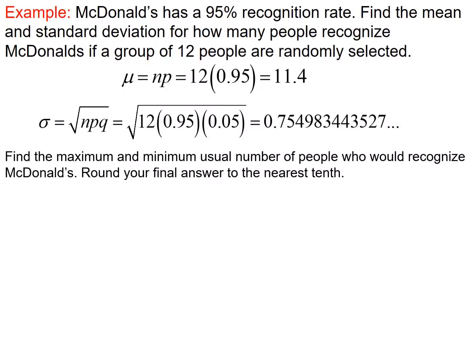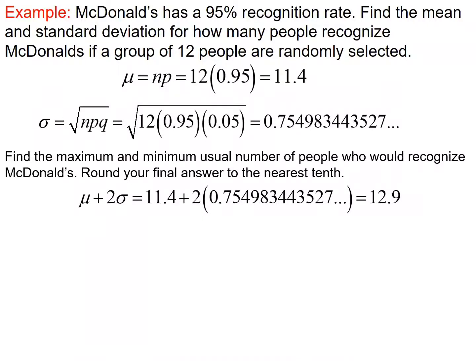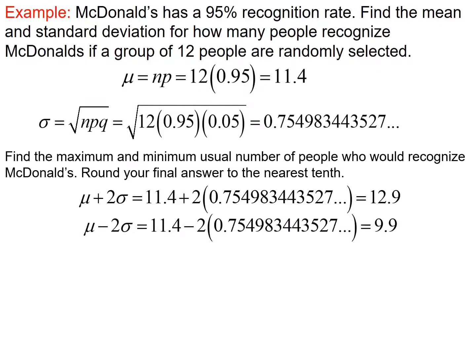At this point, find the maximum and minimum usual number of people who would recognize McDonald's. Round your final answer to the nearest tenth. So it would be the formula we used from before. The mu, which we just found, 11.4, plus 2 times my sigma, my standard deviation. That would be for my maximum. Again, use your calculator for this type of problem. So 11.4 plus 2 times my standard deviation would give me the maximum usual number, and my minimum usual number would just be me subtracting.